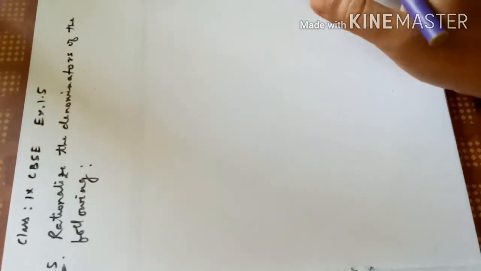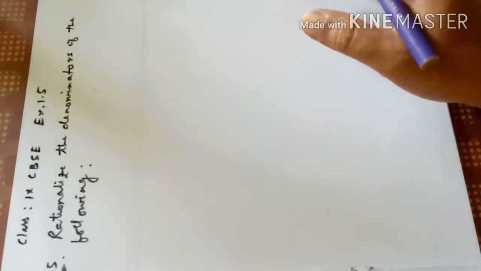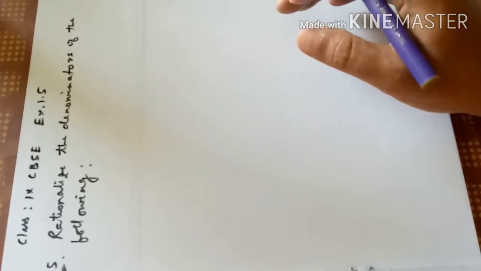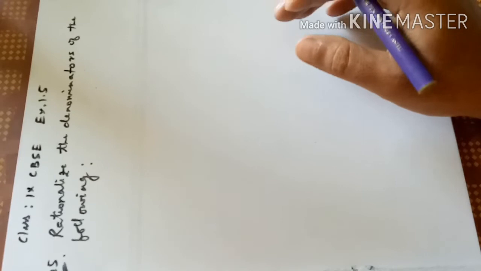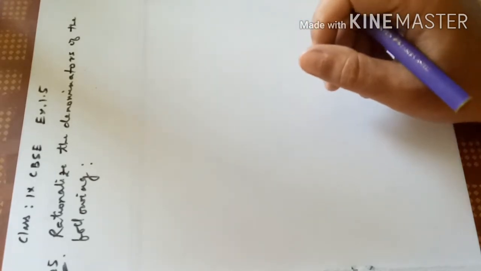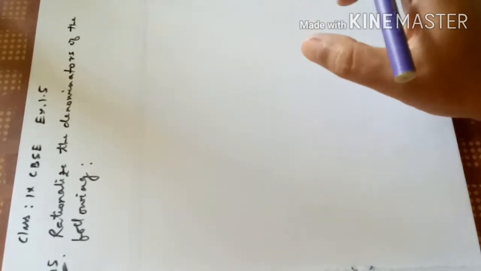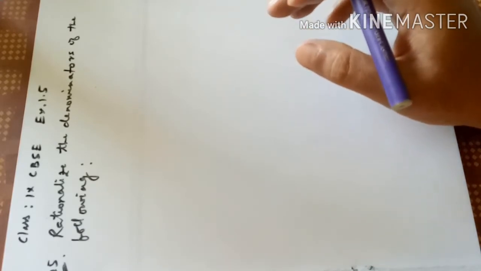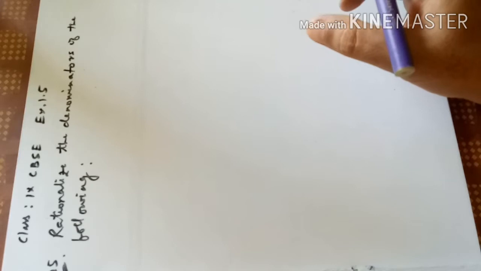Hi everyone, today in this video we are going to discuss exercise number 1.5 question number 5 from class 9 CBSE. The question is: rationalize the denominators of the following. Before starting the sum, let me remind you one thing. What is the meaning of rationalize? And what are the things required to do the rationalizing?